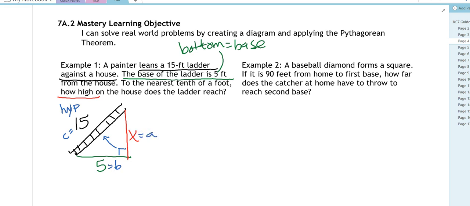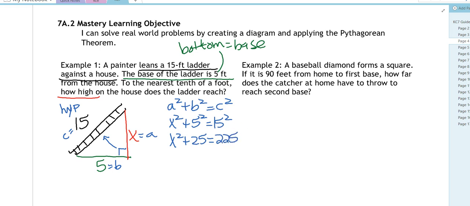So when we set up our equation here, A squared plus B squared equals C squared. We're going to go ahead and substitute that in. A was X, so X squared, plus B squared, which was 5 squared. And C was 15, so this is going to be 15 squared. We want to solve for X, so we're going to bring our X squared down. 5 squared is 25, and 15 squared is 225. So again, if you need your calculators, please go ahead and grab those. You can always check as I'm moving along.